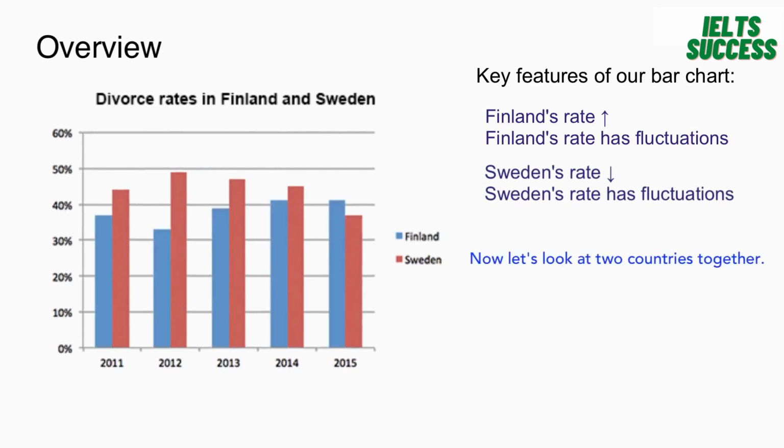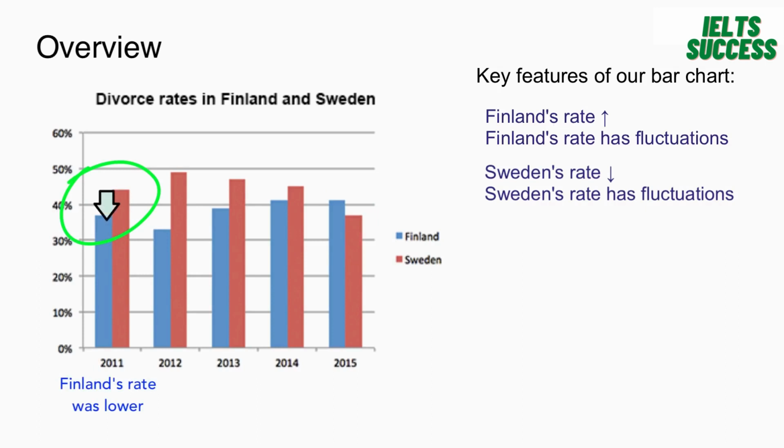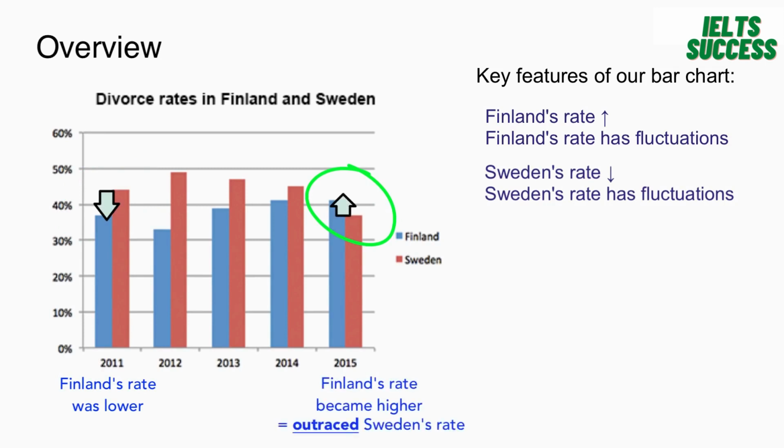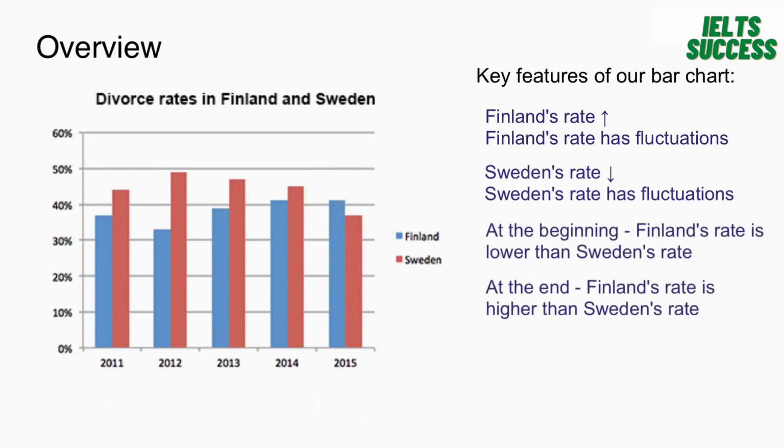Now let's look at 2 countries together. How do their rates compare during this time period? To answer this question, we have to look at the countries' rates at the beginning and at the end of the period. We can see that initially Finland's rate was lower than Sweden's rate, but at the end of the period, Finland's rate became higher, or outraced Sweden's rate. So let's write down this information. Now let's use the key features that we've gathered to write an overview paragraph.